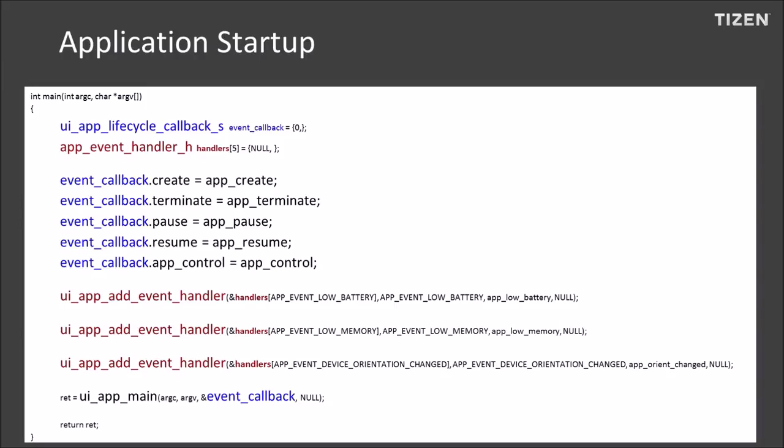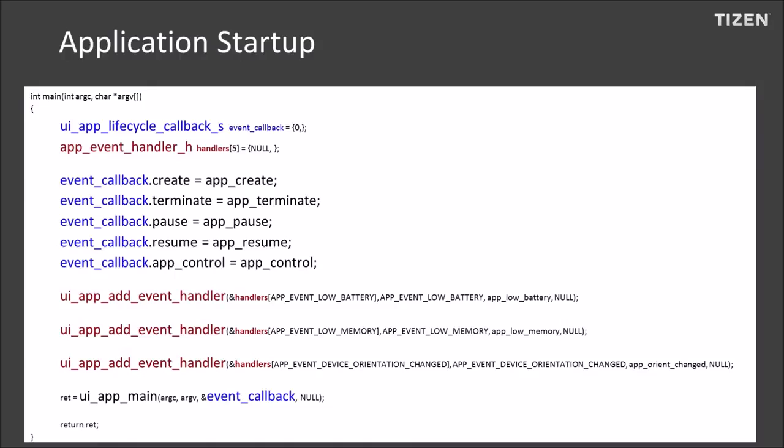Finally, the application moves to the created state by calling the UI app main function, providing the lifecycle handlers to the application framework. After this call, the application moves to the main loop with the application framework taking control of the lifecycle of the application by invoking the appropriate lifecycle and system callbacks. This completes our overview of the application lifecycle.